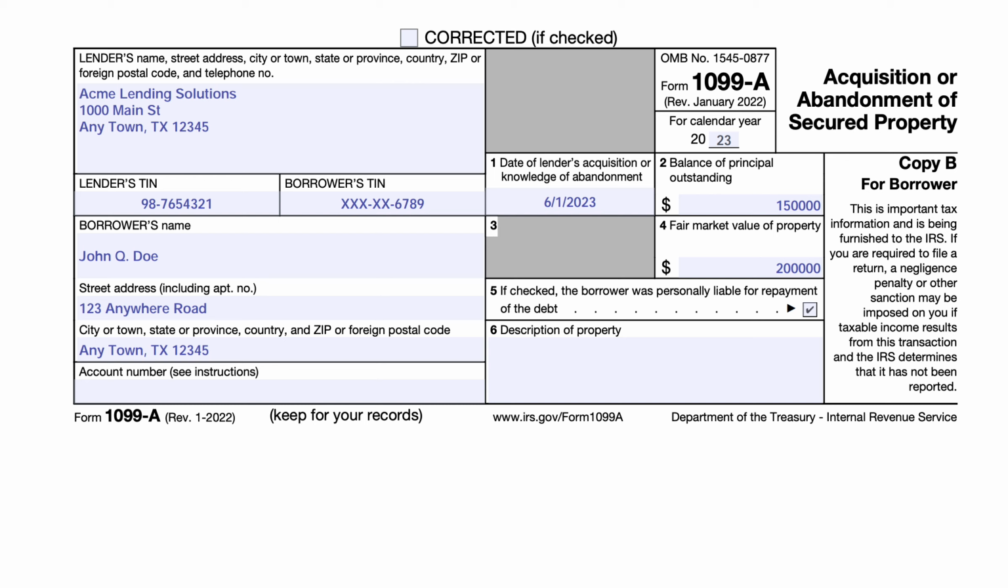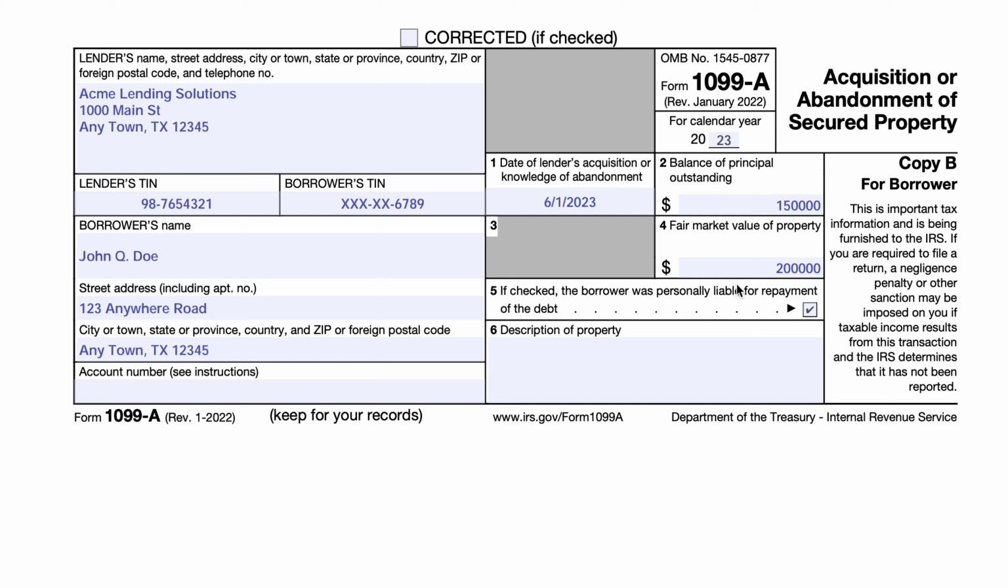However, lenders may not always file Form 1099-A if they cancel a debt that is $600 or greater in connection with a foreclosure or an abandonment of property. Instead, they may file IRS Form 1099-C since they're already required to do so. That's the debt cancellation tax form, and they can report the basic information that's required on Form 1099-A, which is the outstanding loan balance and the fair market value of the property. That can be reported on 1099-C.